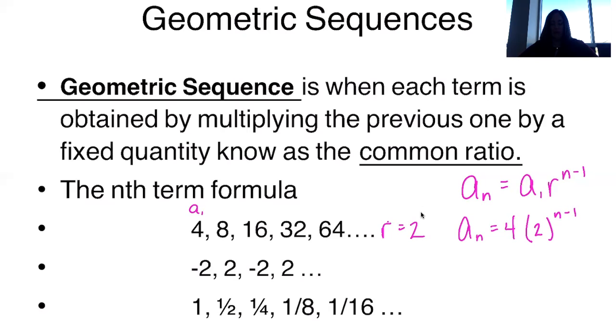On the next one, we have negative 2, 2, negative 2, 2. If you look here, our r value, what they're multiplying by, is actually negative 1. If you have a negative r value, notice that the terms will switch from positive to negative. So our a sub n in this case is our first term, which is negative 2, times negative 1 to the n minus 1 power.